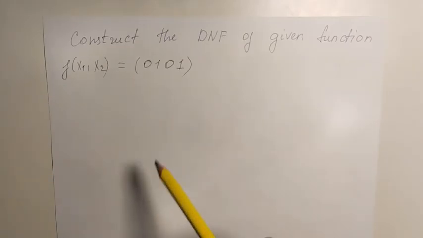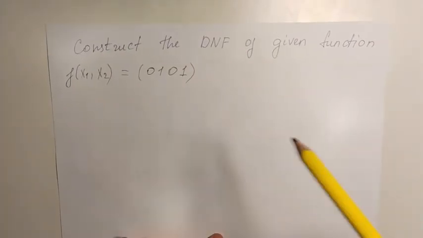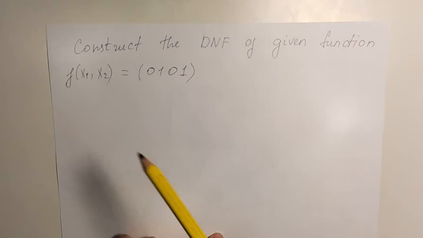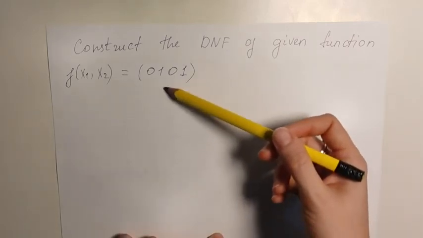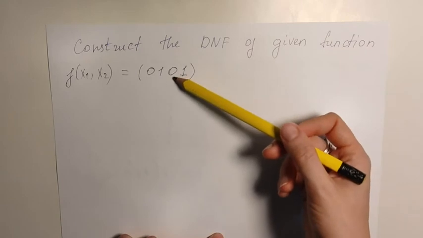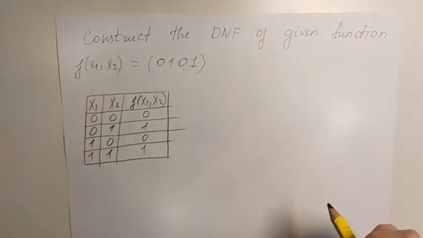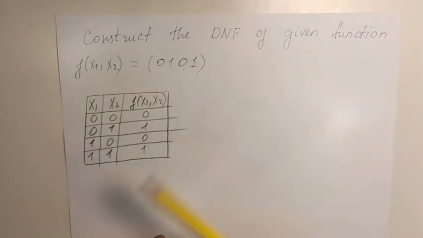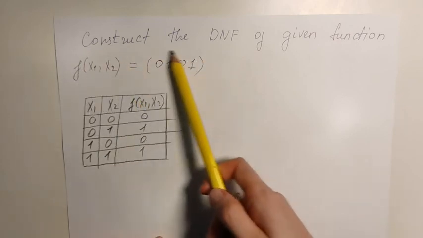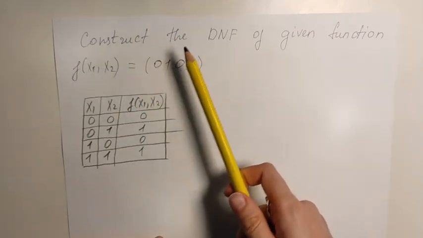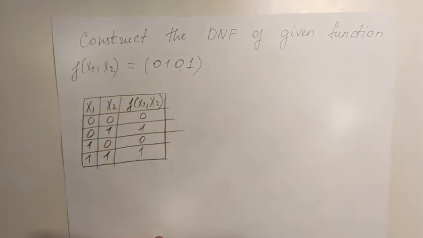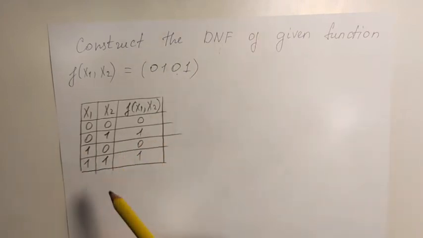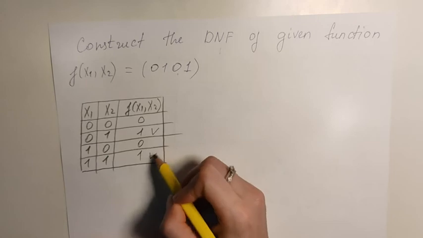And the final example: construct the DNF of the given function f(x1, x2) is equal to 0, 1, 0, 1. Again, we should construct the truth table of this function. This is any function. We don't know which function it is. It's just an example. If you are given such a type of example, you should construct the truth table. And if we want to find the DNF, all we need is to choose the ordered pairs which are equal to 1.